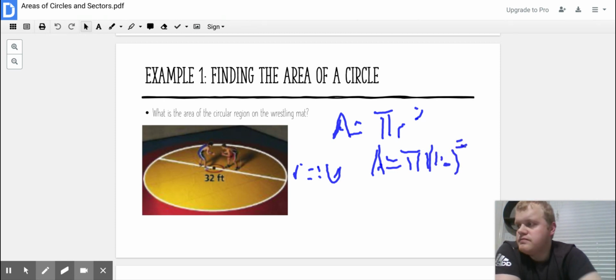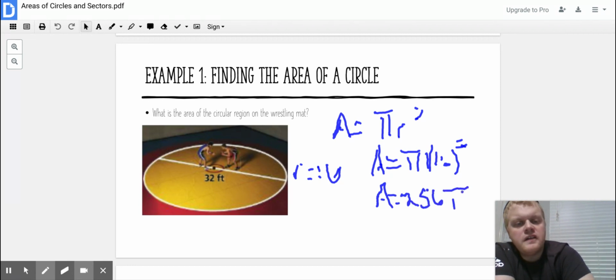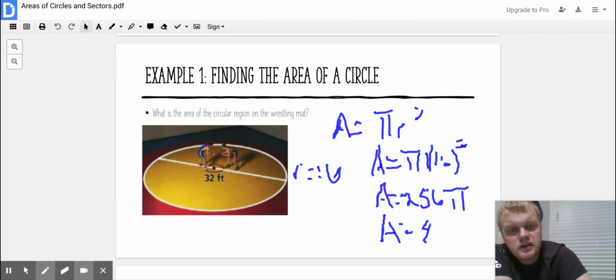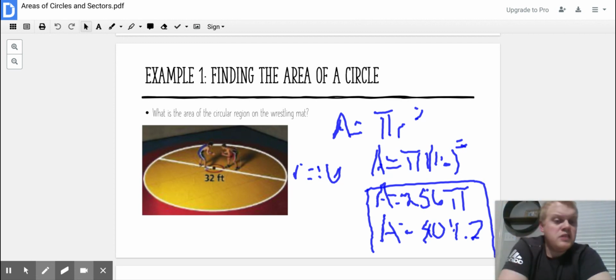squared. And again, all we're doing here, guys, is simplifying. So 16 squared does give us 256 pi. So if they want it in terms of pi, you would say 256 pi. But also understand that if they say round to the nearest tenth, if I type that into my calculator, our answer would be right around 804.2. So just know that these are the same answers, but just understand what they're asking you to solve for.